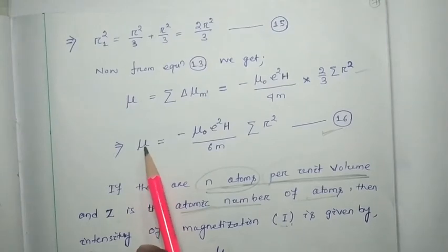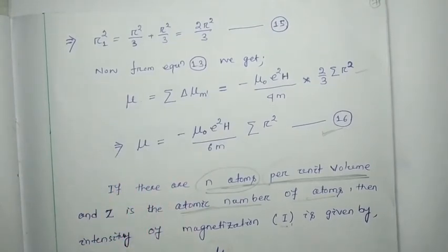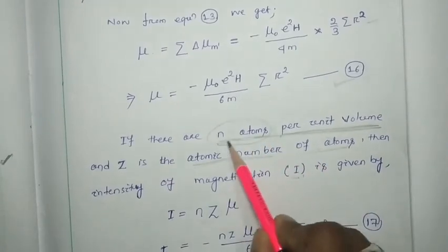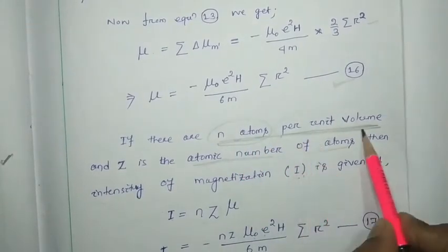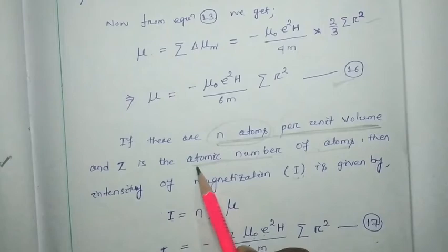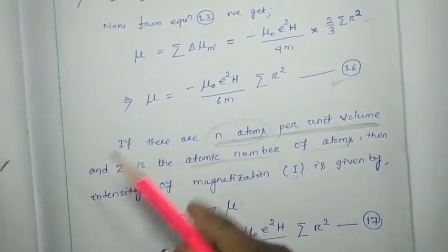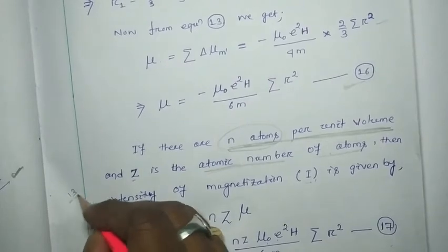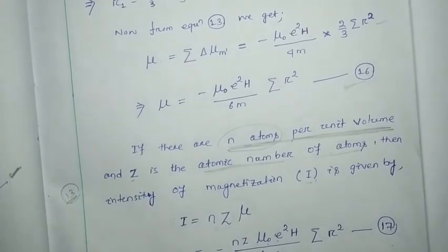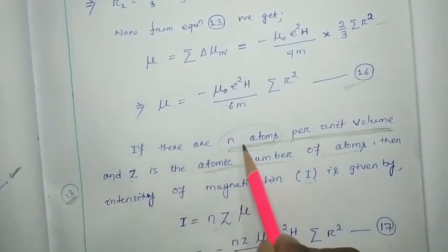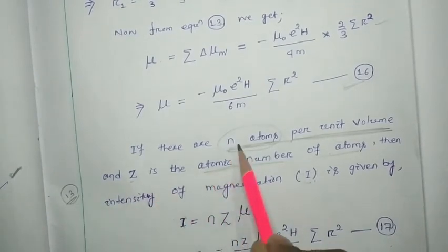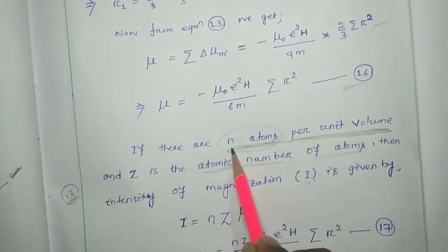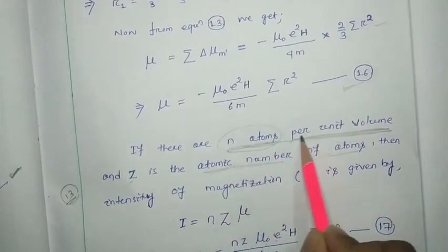having a single electron. Now, if we consider n number of atoms per unit volume, and Z is the atomic number, Z being the atomic number means, suppose Z is 13, so 13 electrons will be present. So 13 into the number of atoms, 13 n electrons you can get per unit volume.